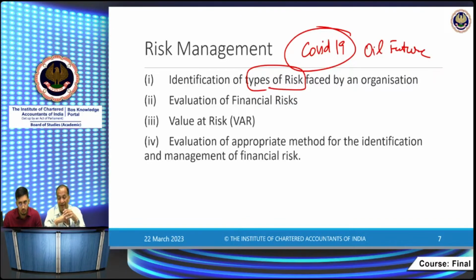So that's why we should identify the various types of risks faced by the organization. In this SFM we have touched upon it only cursorily, because it is not the risk management paper. There we have a separate elective paper, risk management. But just to make you aware of what kinds of risk a company can face, we have mentioned all the risks. Now next is evaluation.